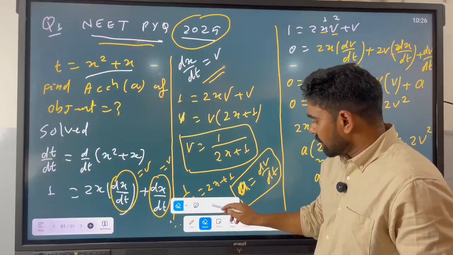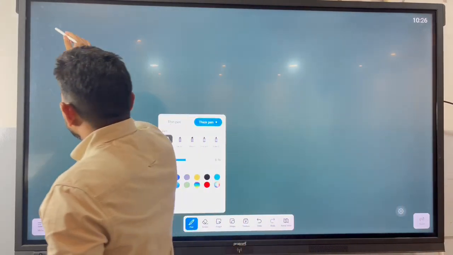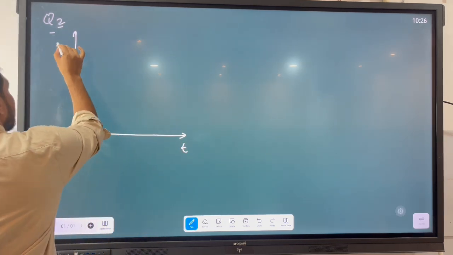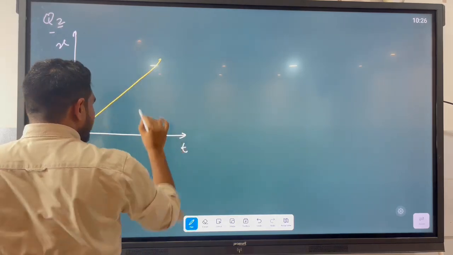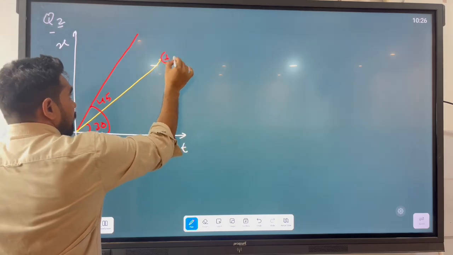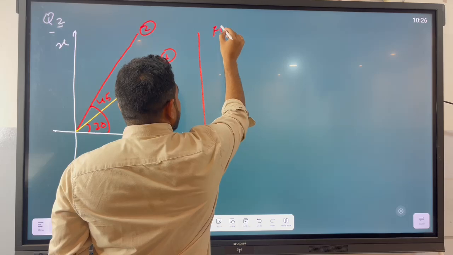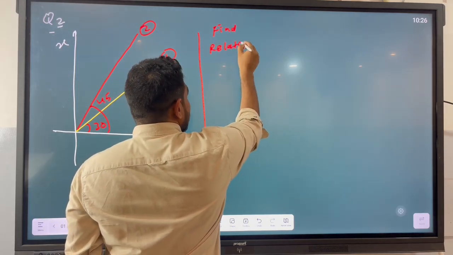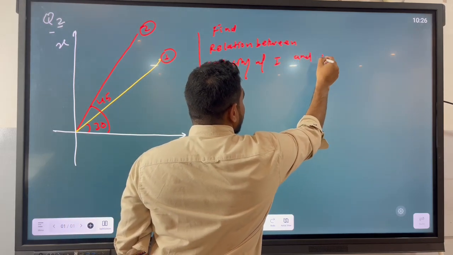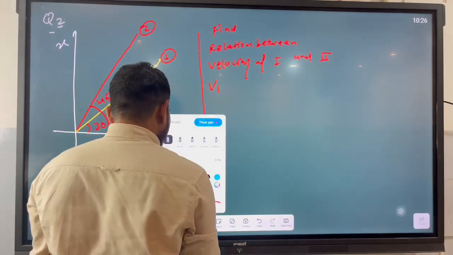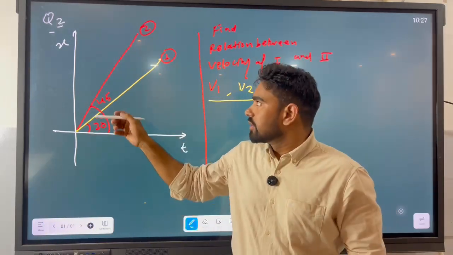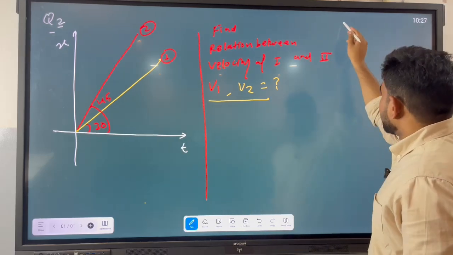And for the next PYQ problem, question number 2. Given a displacement versus time graph of a particle like this, right, and this is an angle of 30 degrees for the first object and 45 degrees for the second object. Find the relation between the velocity of the first object and the velocity of the second object. The velocity of the first object is v1 and the velocity of the second object is v2. What is the relation between v1 and v2 according to the given displacement versus time graph? Let us solve this problem, very conceptual.